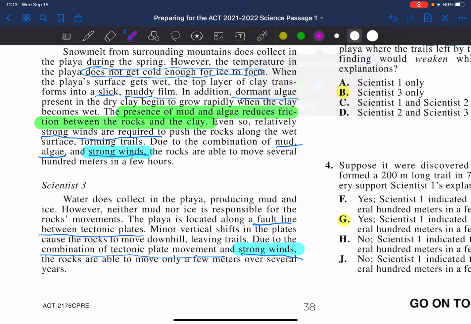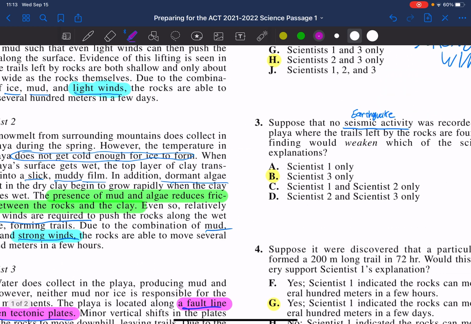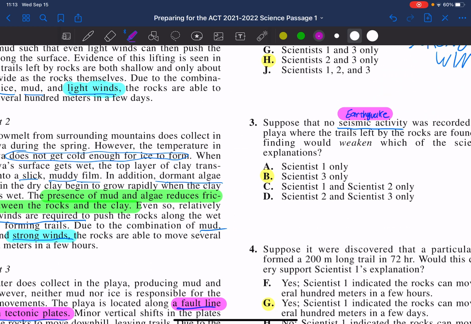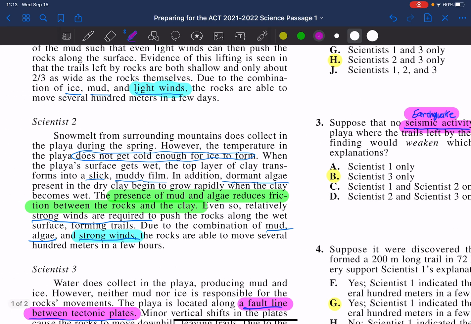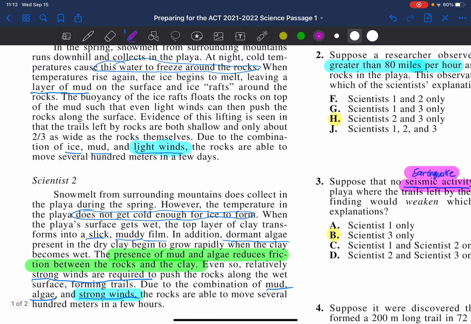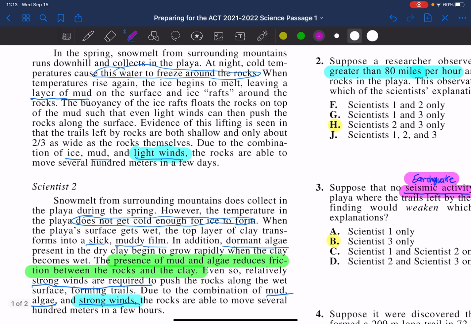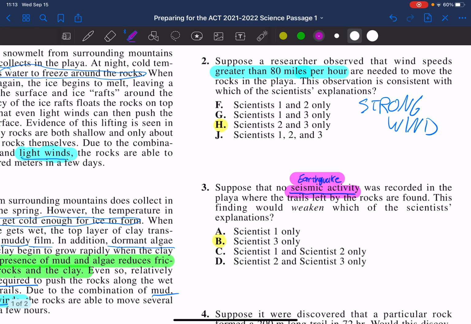So that's a case where, okay, tectonic plates, that's what causes earthquakes. That's what causes seismic activity. No one else, neither Scientist 1 nor Scientist 2, makes any mention of tectonic plates or seismic activity or earthquakes. And so that's why Scientist 3 is the only one that makes mention of that.